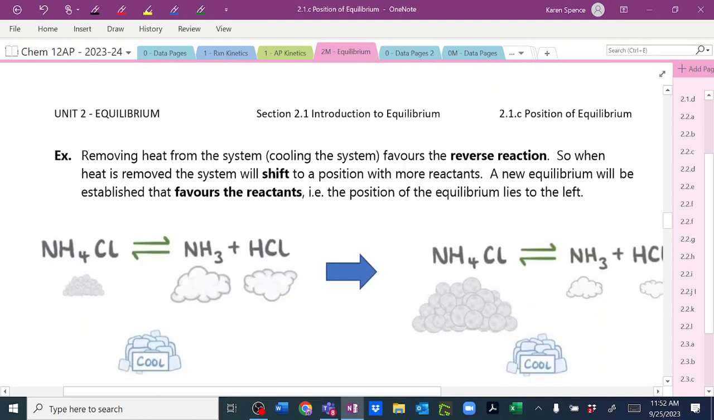Now, removing heat from the system, like let's say we put this thing in an ice bath. So we are now removing heat. It favors the reverse reaction. What does it mean if it favors the reverse reaction? Which rate is faster? The reverse reaction is faster than the forward reaction.